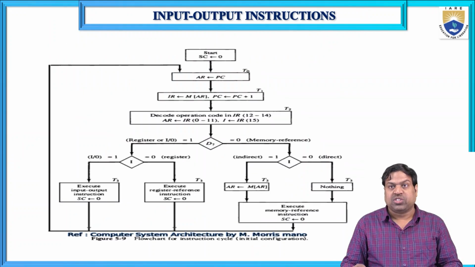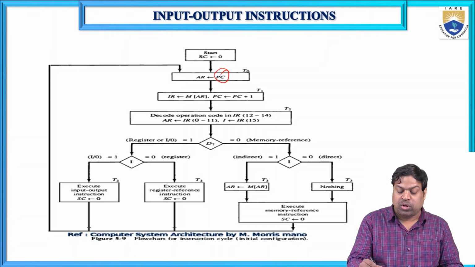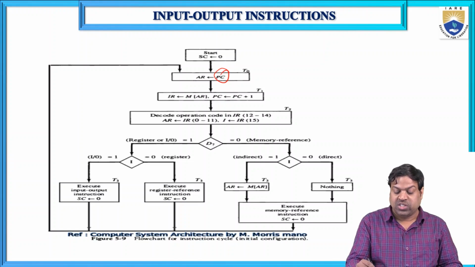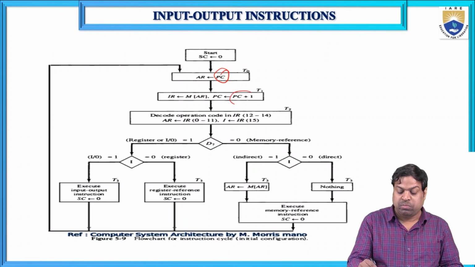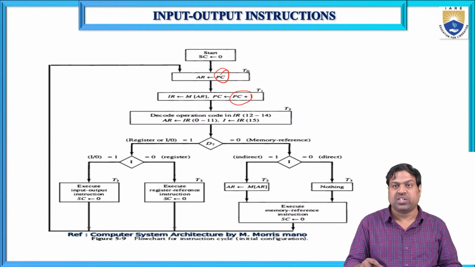So, input output instruction flowchart. I am taking SC tends to 0, program counter tends to address register AR. Here two conditions are there. PC plus 1 to PC means next instruction. What is the next instruction? Address, that is PC plus 1, is going to the present address. Next is going to present, means present address is going on. Next present is completed, going to the next.